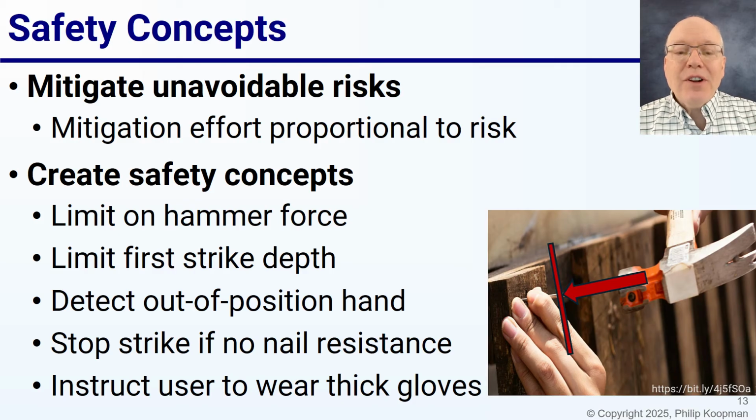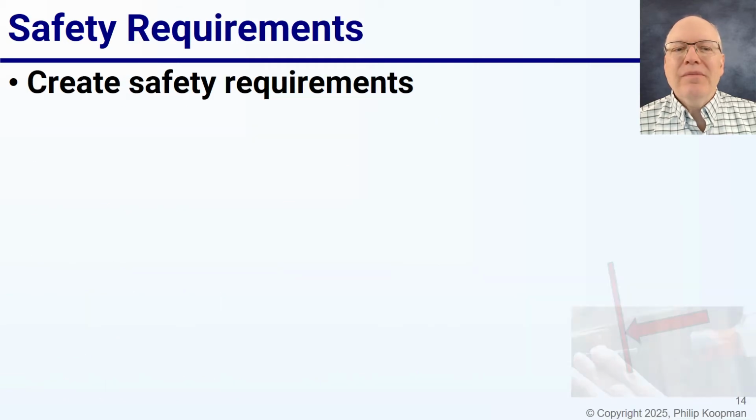You could also instruct the user to wear thick gloves, which then transfers the risk onto the user for not wearing thick gloves. There's a bunch of ways to do this, and I'm not here to tell you what's wrong or right. I think wearing gloves is probably a good idea, even if the robot's supposed to be safe. But there you go. You have a bunch of safety concepts. Some of them involve hardware, some involve software, some involve operational procedures. It's all fine. It's a package deal.